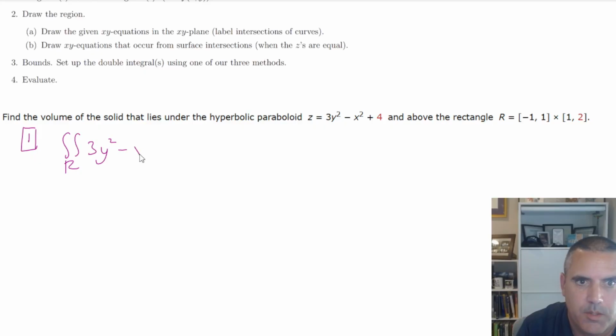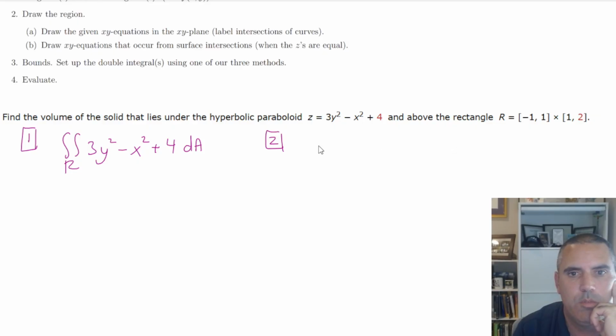3y squared minus x squared. That's the surface. This is what a double integral does. It finds the volume up to a surface. Step 2, draw your region. The region is x between -1 and 1, and y is between 2 and 1.